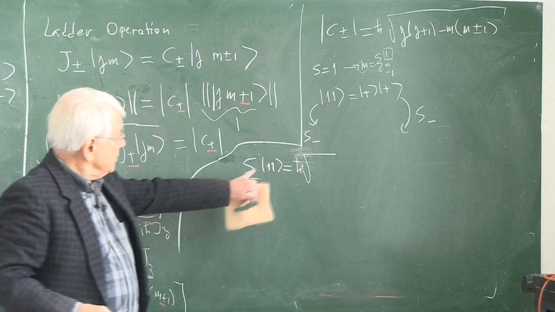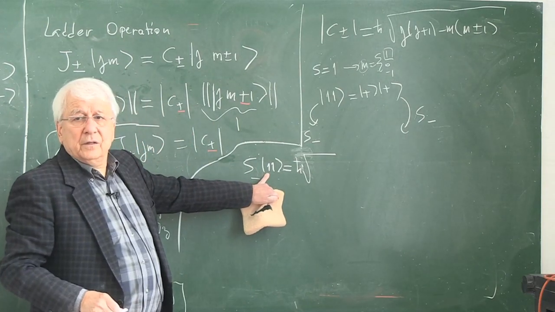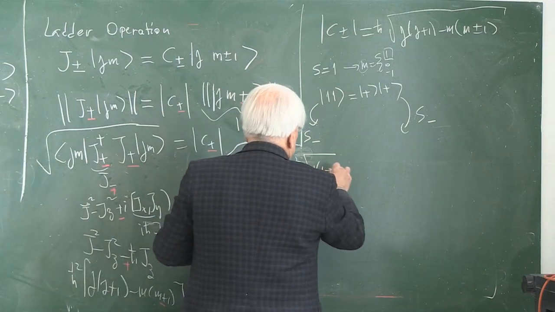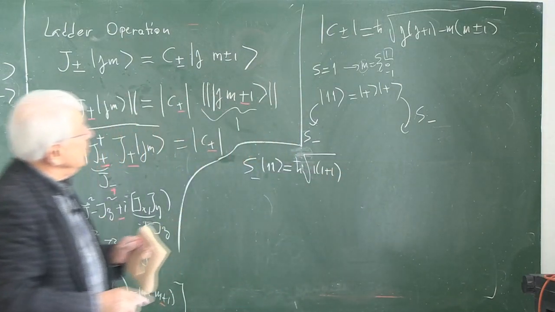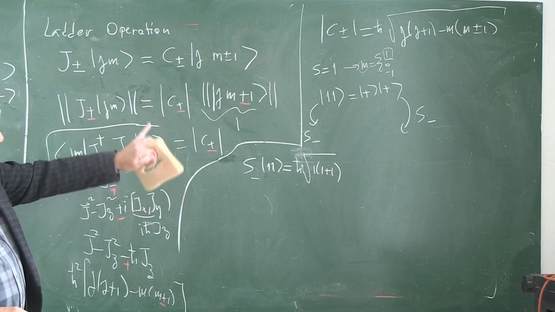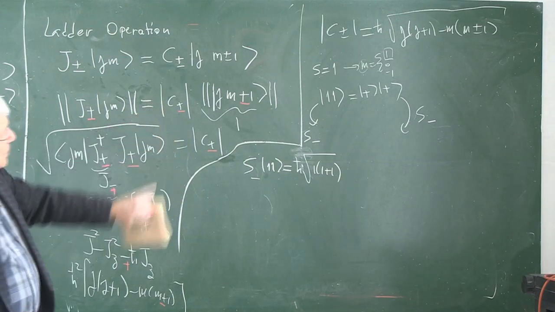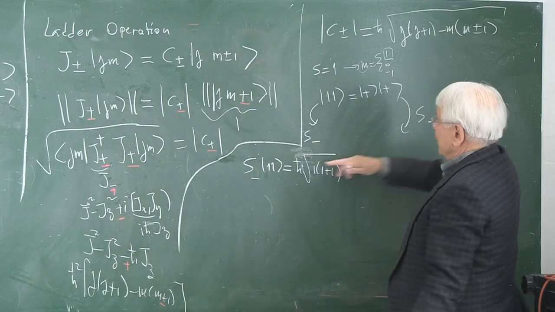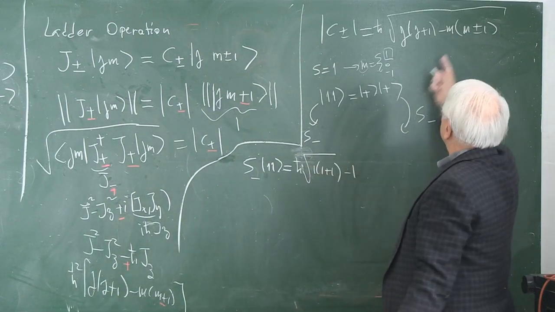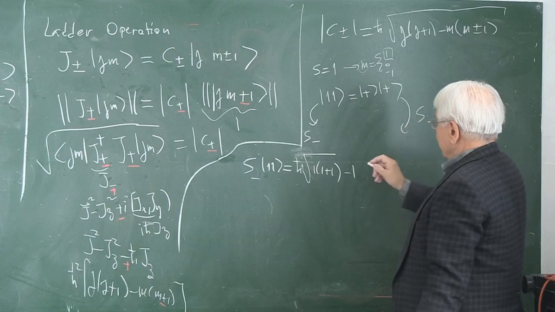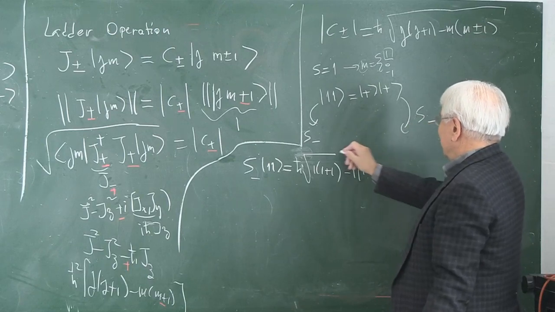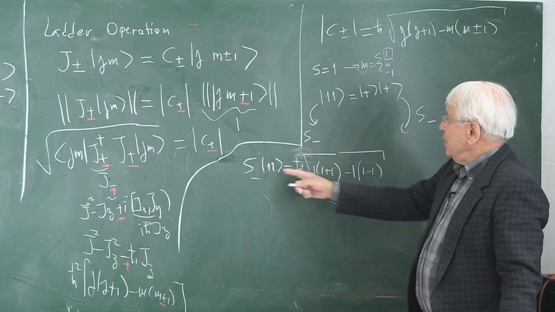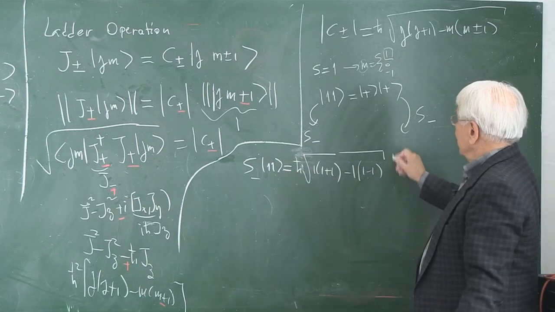H bar, what are the S's in here? 1, so 1 times 1 plus 1, let me do it explicitly here, 1 times 1 plus 1 minus M, which is 1 again, 1, 1 minus 1. That is the left-hand side, right? S minus on 1,1 gives you 1,0.